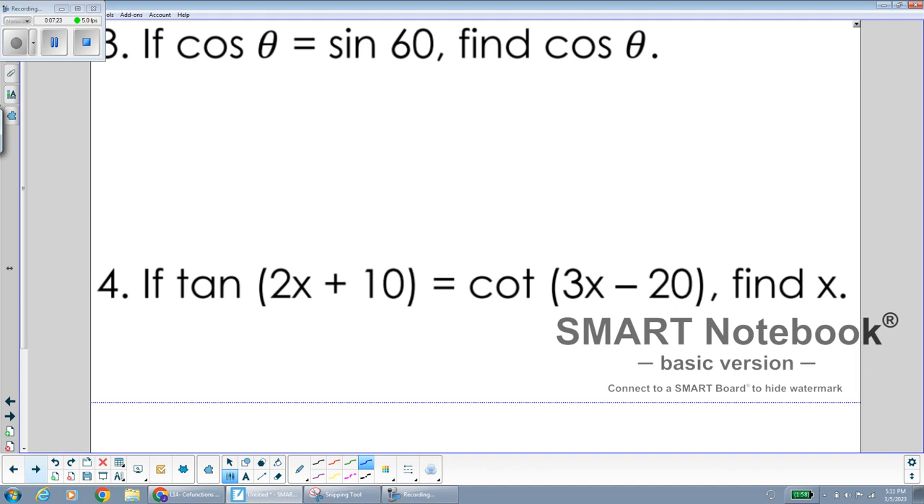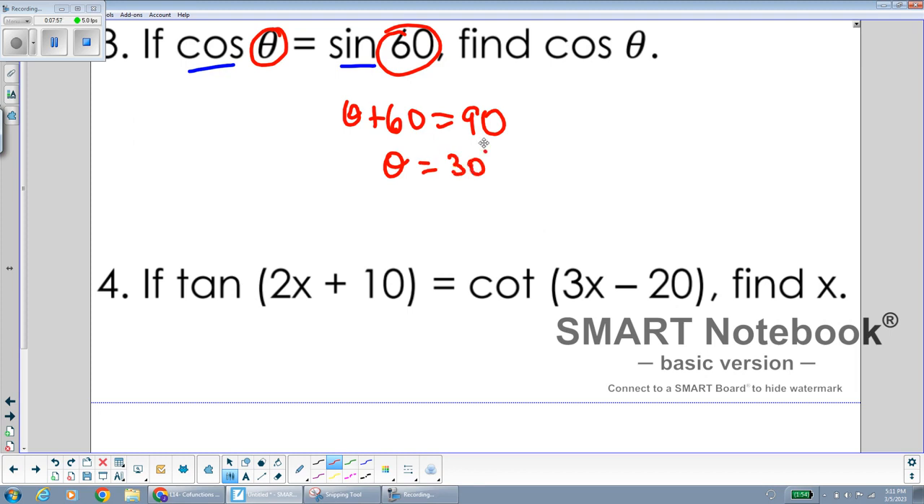Let's check out this next example. If cosine of theta is equal to sine of 60, find cosine of theta. So I know that cosine and sine are cofunctions, so they're equal when their angles add up to 90 degrees. So my equation should say when the angles add to 90 degrees, that's the value of theta that will make cosine and sine equal. So if I subtract 60 degrees from both sides, that would be a 30-degree angle.